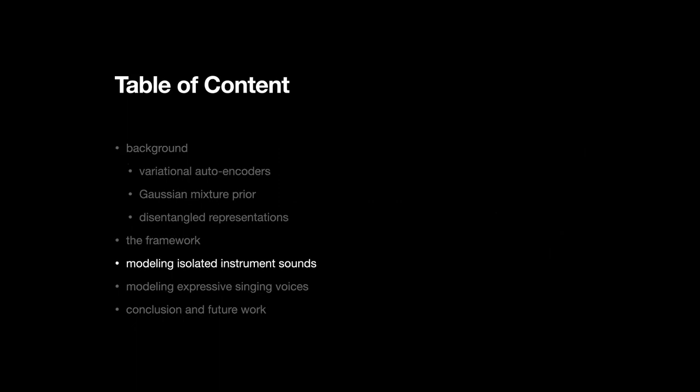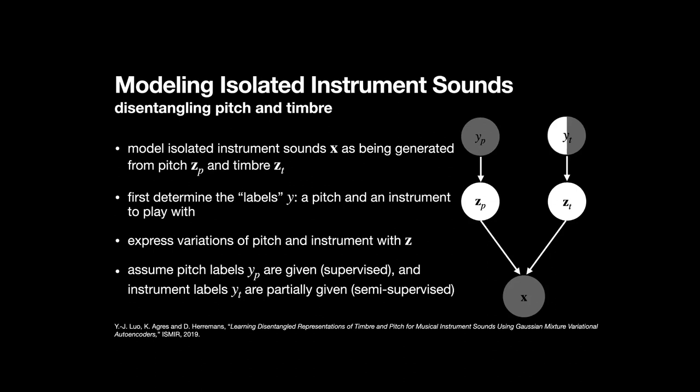So now we talk about our first application, modeling isolated instrument sounds. In this case, we want to disentangle pitch and timbre, which are the two significant attributes of isolated instrument sounds. The generative process simply says that we first determine which pitch to play, and by which instrument we play, and then we sample the latent variables pitch and timbre from the picked category. The continuous latent variables ZP and ZT express the variation of pitch in instruments. We assume the pitch labels are always given, whereas the instrument labels are only partially given. So it is semi-supervised.